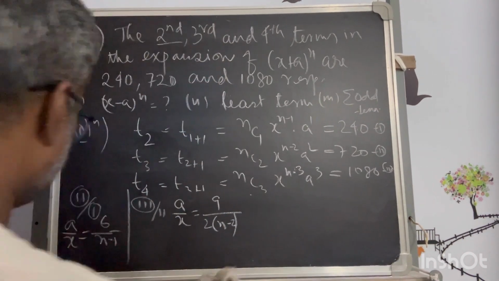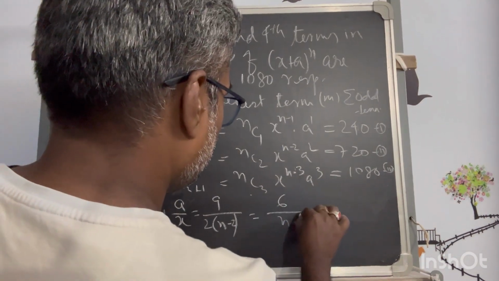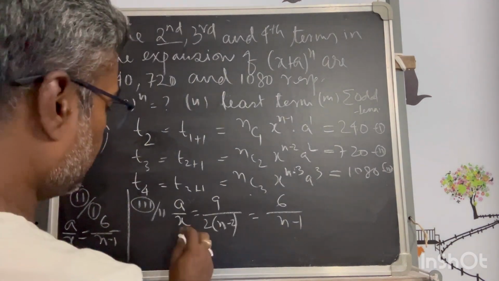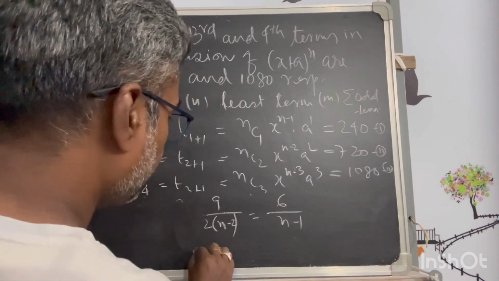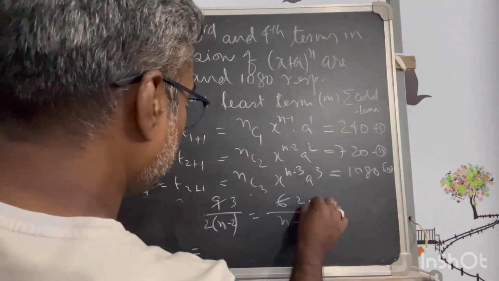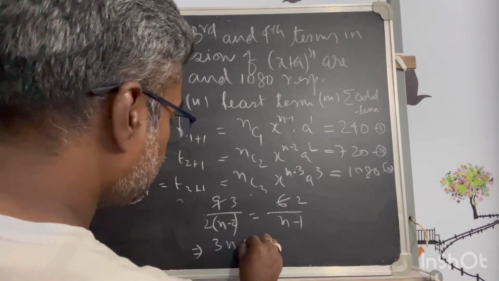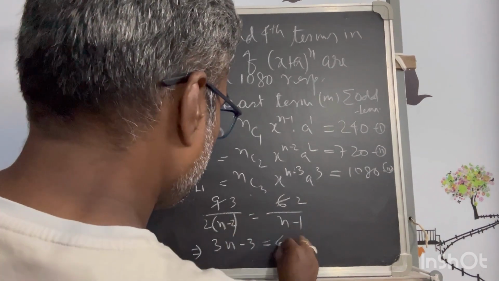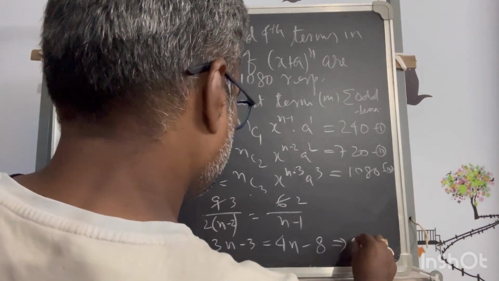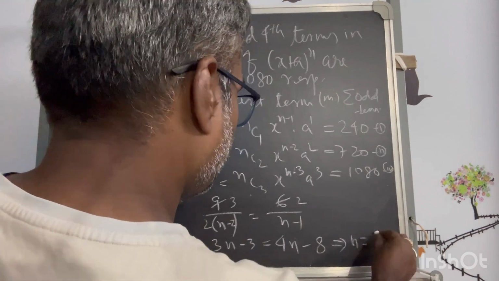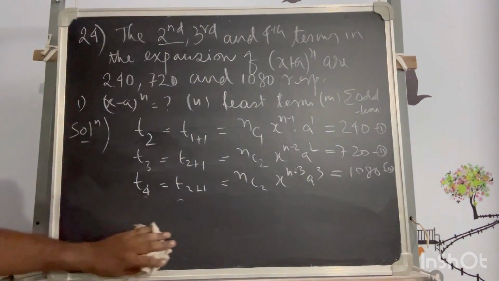Now as it is equivalent a by x, you can equalize it with 6 by n minus 1. This a by x and that a by x you can equalize. So ultimately what will I get from there? 3, 3, 3, 2, further reduced. So 3 into 3n minus 3 will get 2 into 2 4, 4n minus 4 into 2 8. So from there we get n is equal to 5. As you know n is equal to 5, your half task is done.